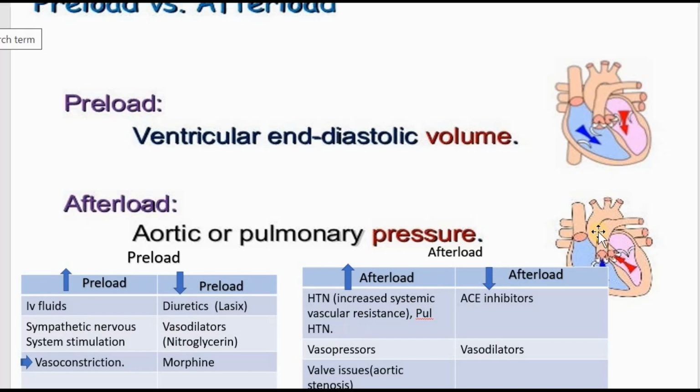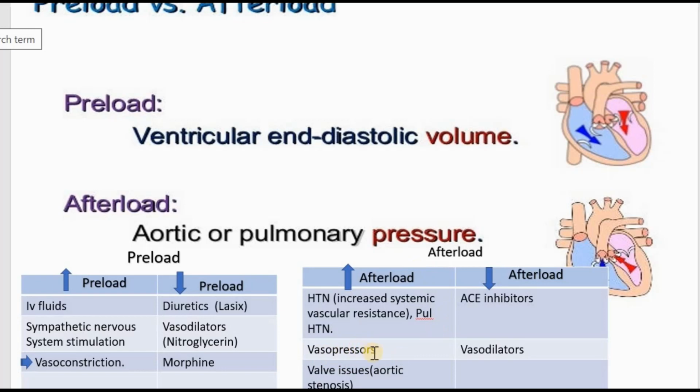So when the blood pressure increases, what happens? The ventricle has to exert more pressure. There is more pressure in the blood vessel. So the ventricle has to exert more pressure to pump the blood into the vessel. Also the pulmonary hypertension. The right ventricle pumps blood into the pulmonary circulation. When there is pulmonary hypertension, there is high blood pressure in the pulmonary circulation, the right ventricle has to overcome, or the right ventricle has to exert more pressure than the pulmonary hypertension to pump the blood. So when there is hypertension or pulmonary hypertension, the afterload increases.